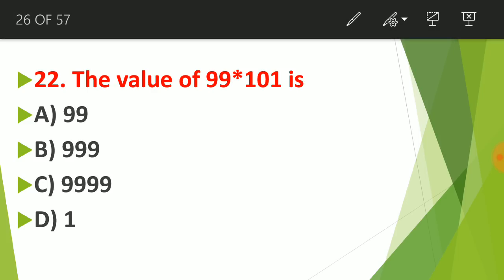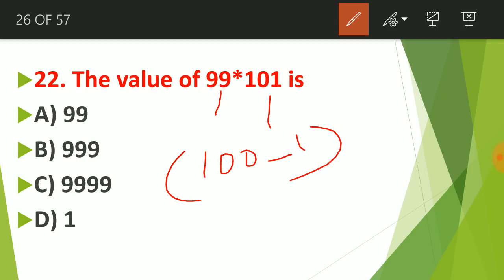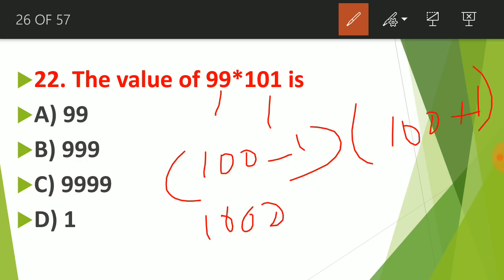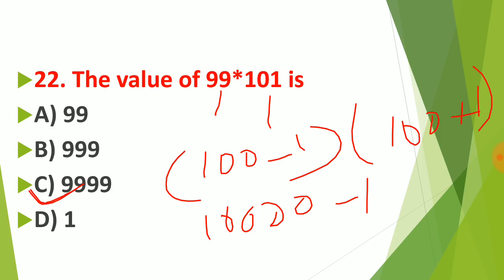Now see question number 22. Here we need to find the product of 99 and 101. 99 is 100 minus 1 and 101 is 100 plus 1. Now if we use our formula (a plus b) into (a minus b), we'll get a square minus b square. That will give us 10,000 minus 1, that is 9,999. This is the correct answer for question number 22.